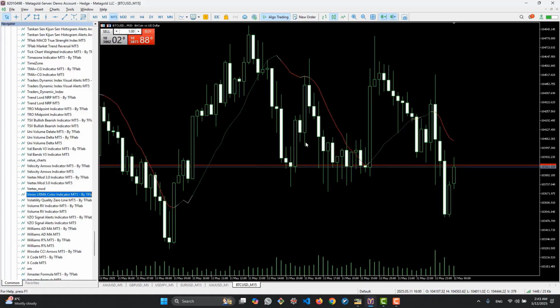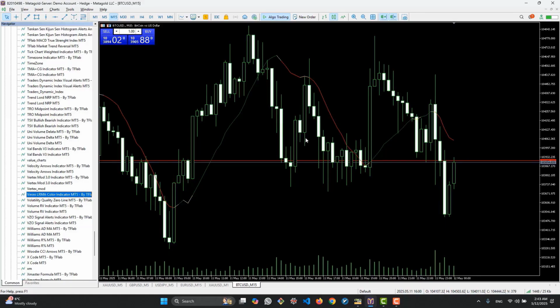This indicator is a type of moving average that is created by combining simple moving averages and linear weighted moving averages, and its name is linear regression moving average. It is displayed on the chart in three colors: red, yellow, and green. When it is green, it indicates an uptrend. When it is yellow, it shows the market is ranging.